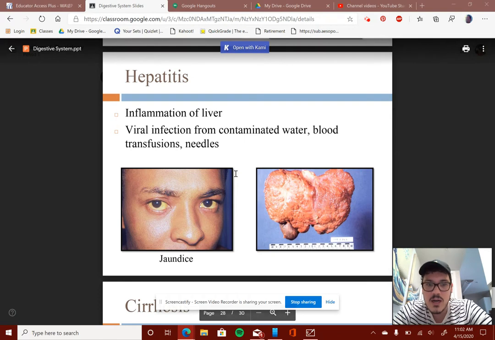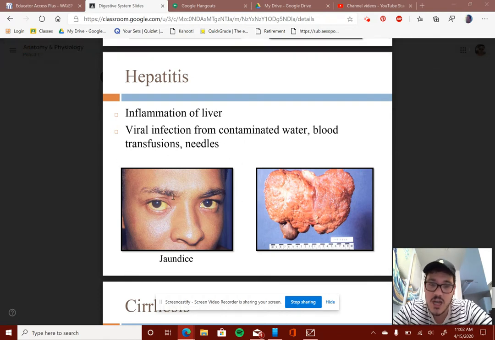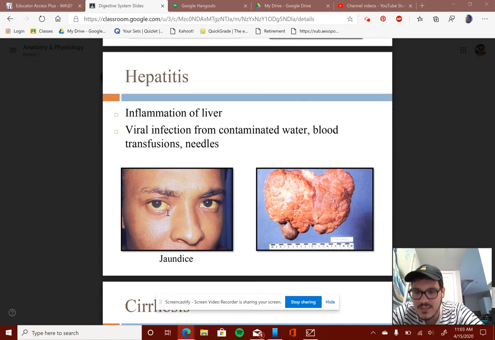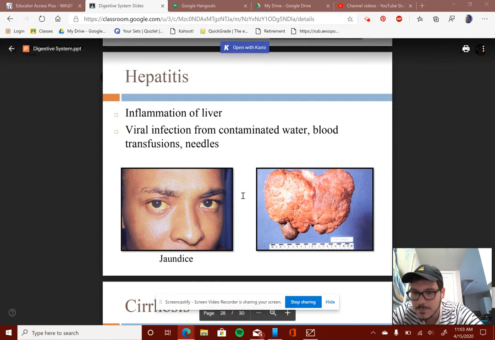One of the more easy identifiers as far as symptoms of hepatitis is jaundice. Jaundice, as some of you may know, is discoloration of the skin, or more clearly, what most people notice, the eyes. Remember how the whites of our eyes are the sclera? Well, in a patient suffering from possibly hepatitis or other conditions, jaundice, you're going to see the whites of the eyes turn more of a yellowish color.